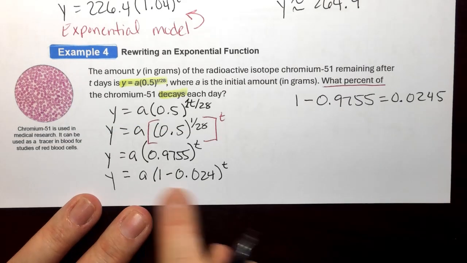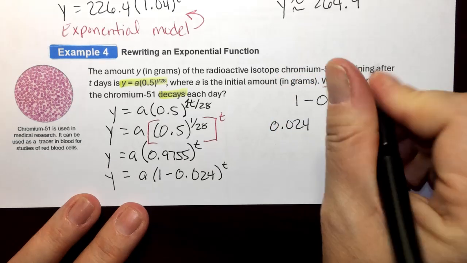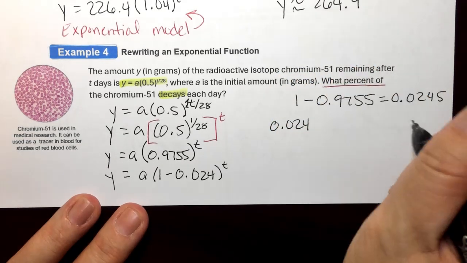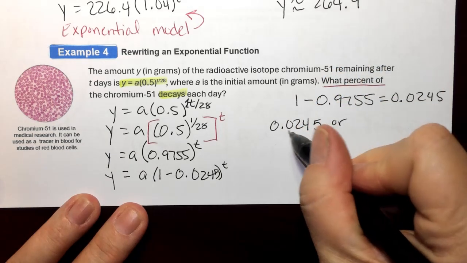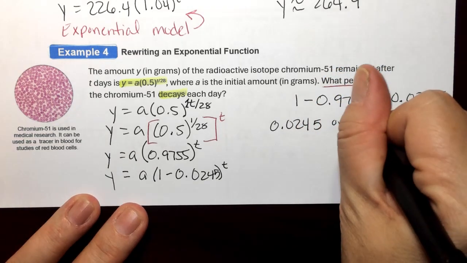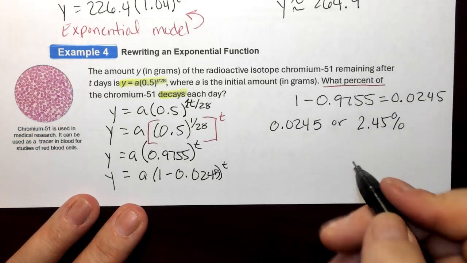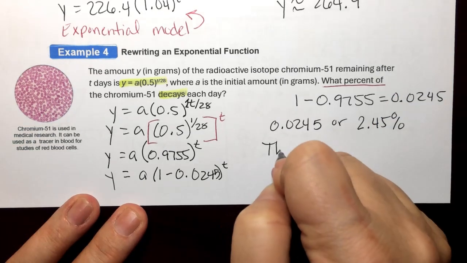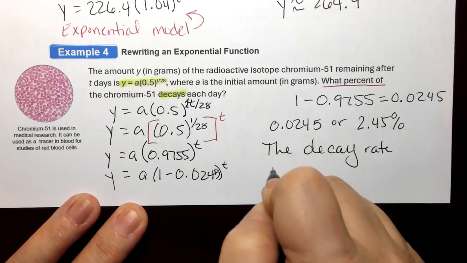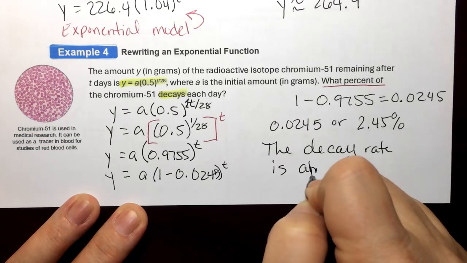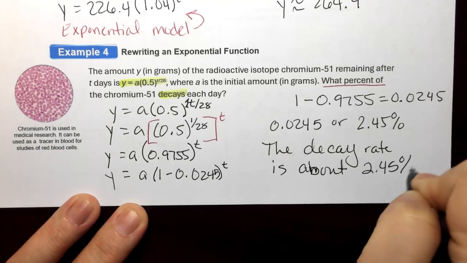All right, so what would this be as a percent? So 0.0245, I left off the 5. As a percent, move the decimal 2 places to the right, so you would have 2.45%. So the decay rate is about 2.45%.